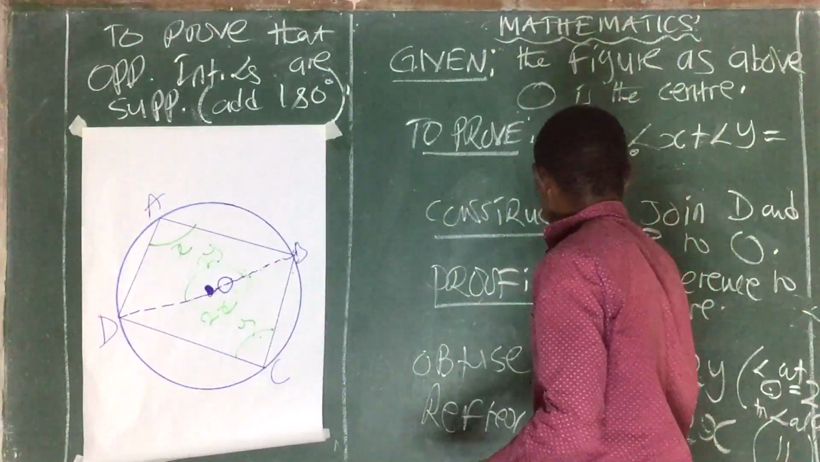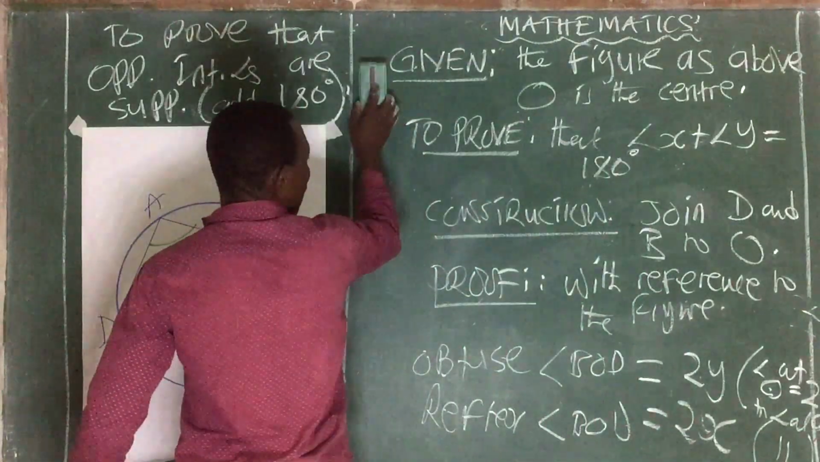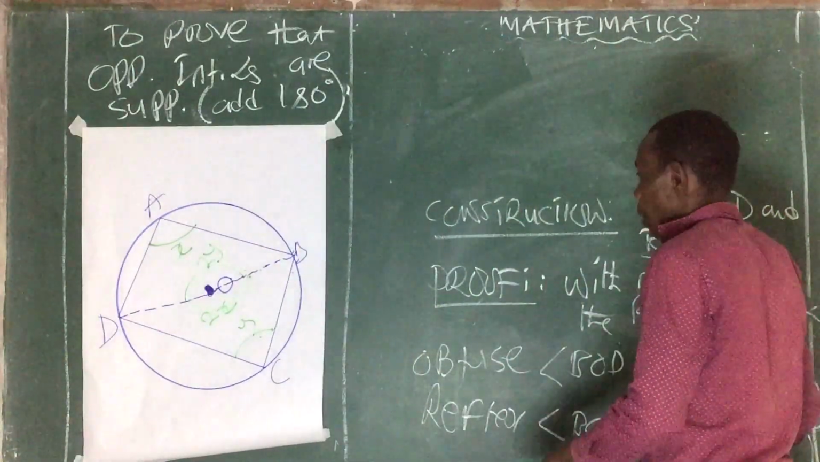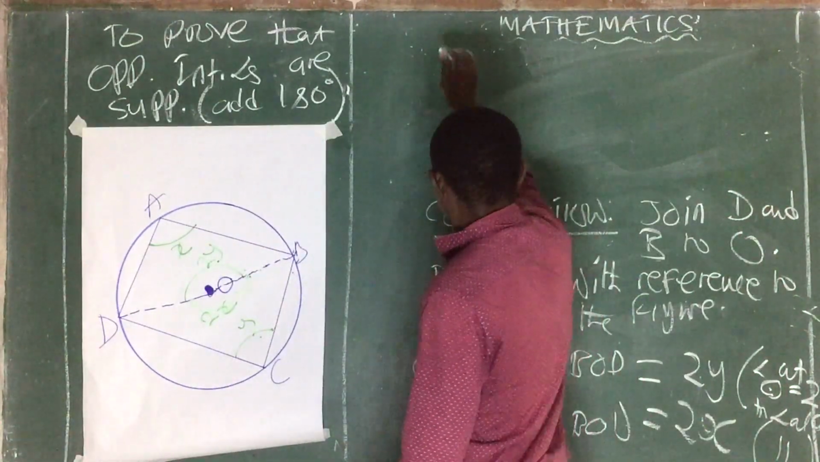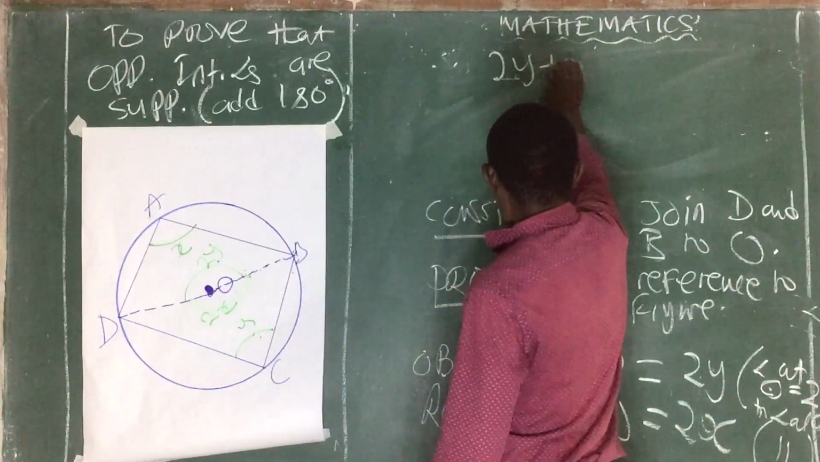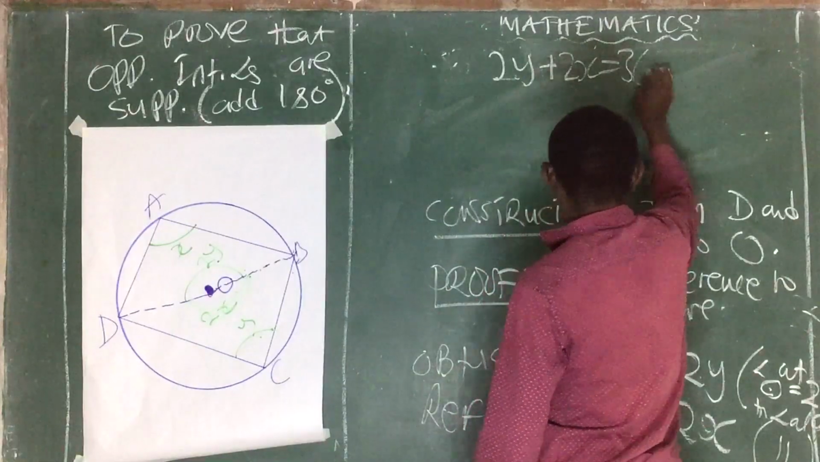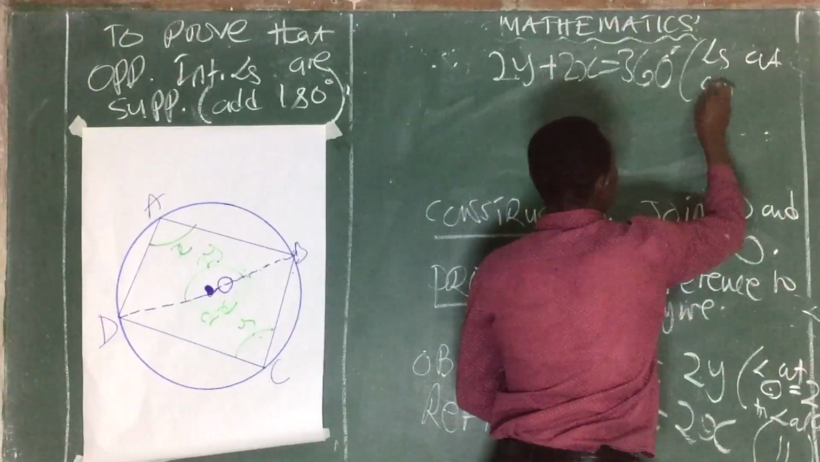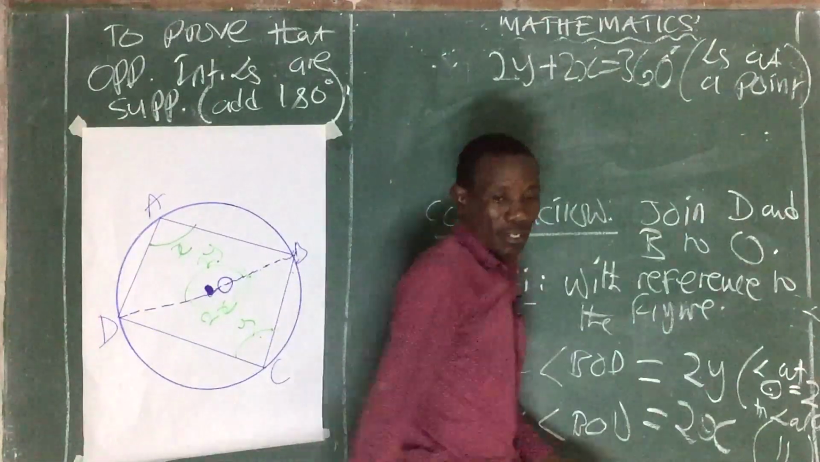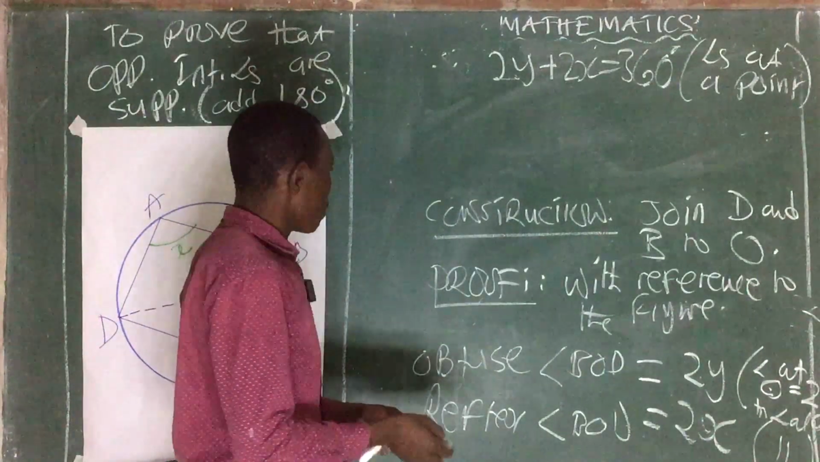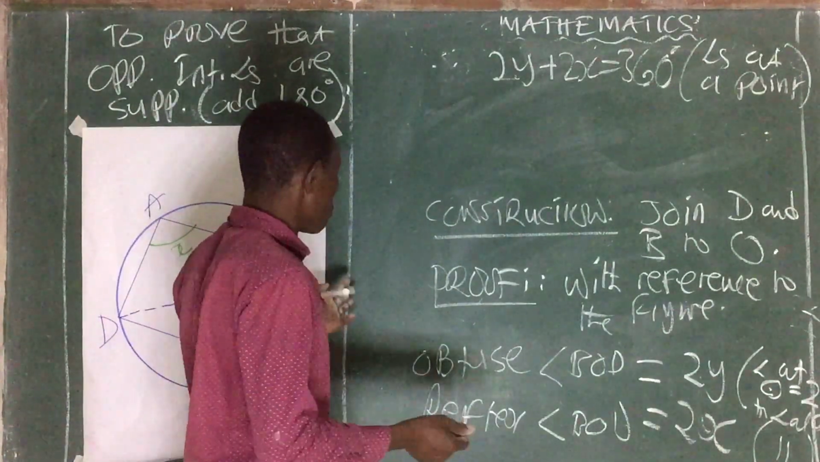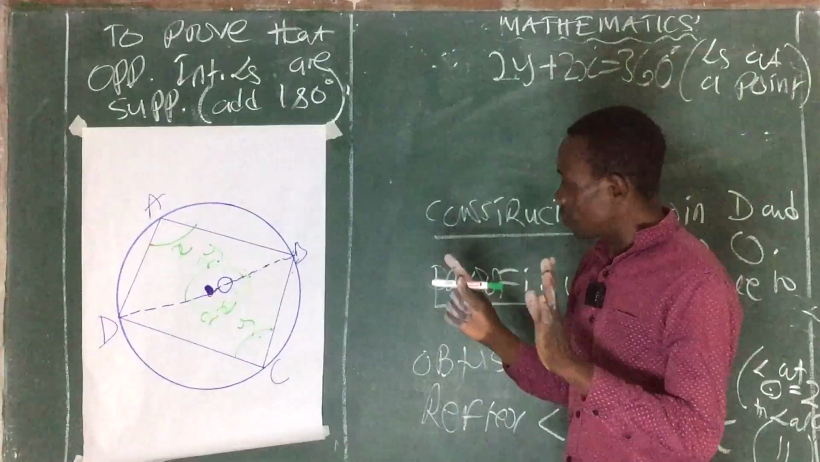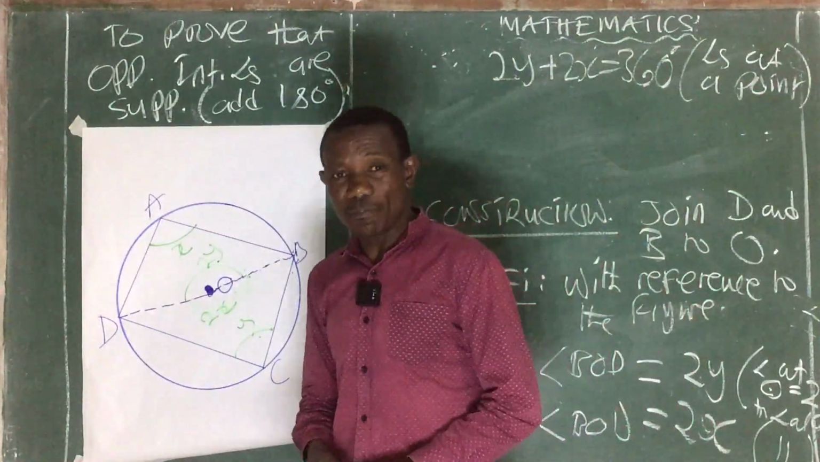So now let us capitalize on that property and see what we get about x and y. If we sum up those two angles, 2y plus 2x, we know that is giving us 360 degrees. Why? Angles at a point. And that is true. If you can follow me, the properties I'm using here to show that the opposite angles are supplementary are: angle at the center is twice the angle at the circumference, and angles at a point add up to 360.